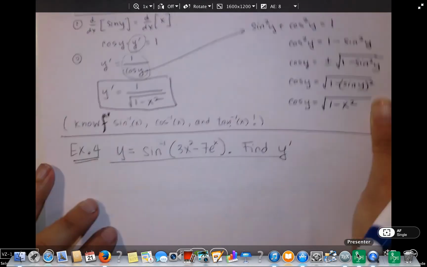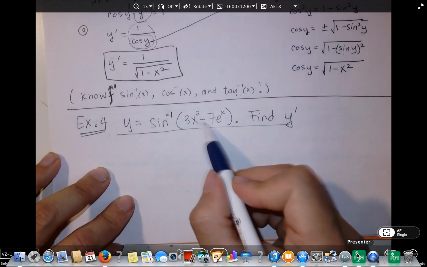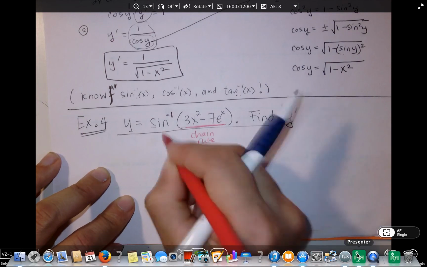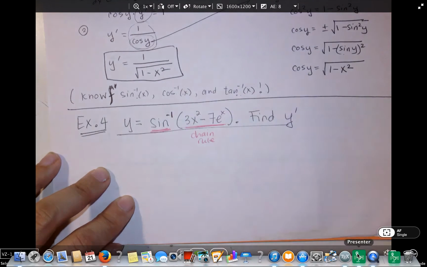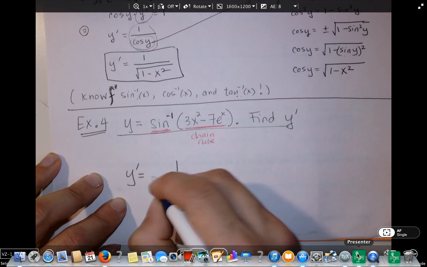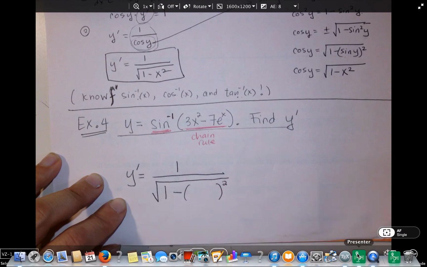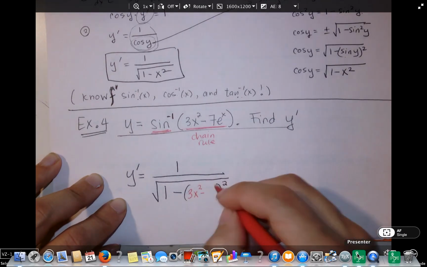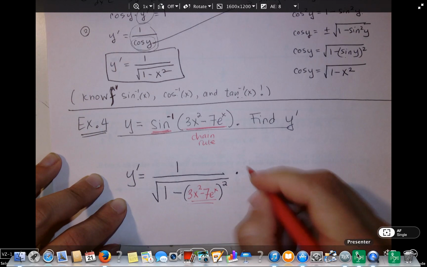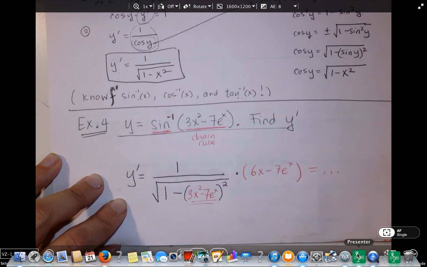So let me just do one more example here. Let's suppose I want to find the derivative of arcsine of 3x squared minus 7e to the x. So here I have an inside function. I'm going to have to use the chain rule. And my outside function is our new function, arcsine. So the derivative in this case is going to be, well, I look at the derivative of the outside function, but I'm going to be inserting the inside function in here. So this is 3x squared minus 7e to the x. And then I'm going to be multiplying by the derivative of the inside function. So this is 6x minus 7e to the x. And you can clean this up a little bit, but this is our derivative.